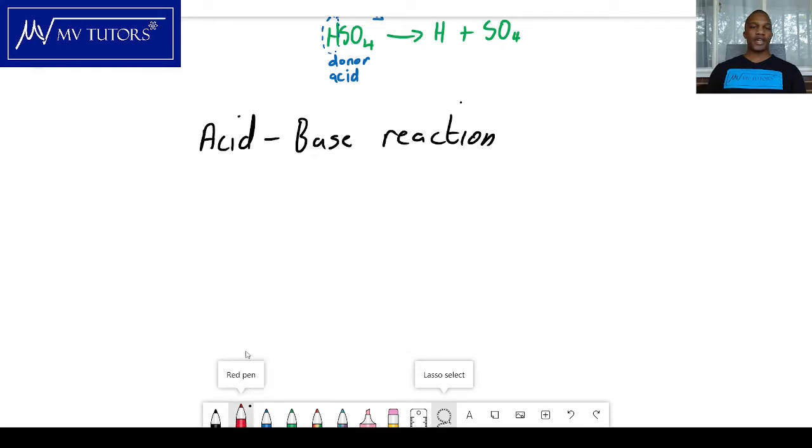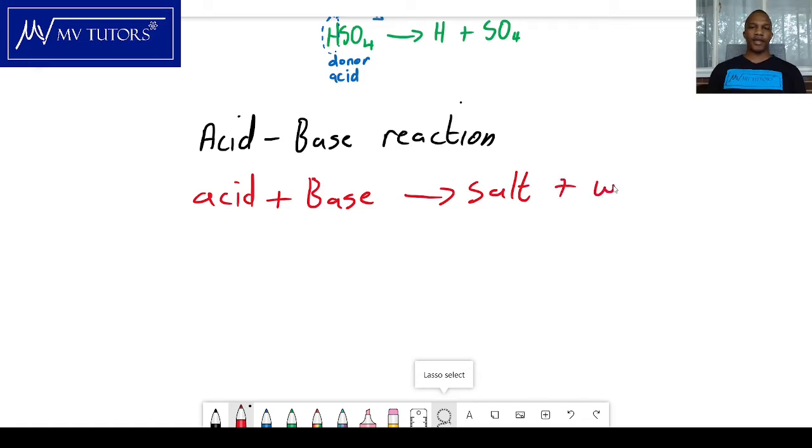So what happens is that when you say an acid and then you add a base to it, you always get a salt and water. Okay, let's take an example. Strong acid, very strong acid, we're going to use HCl, and then you add it to a very strong base, which is sodium hydroxide. You're going to get a salt plus water.